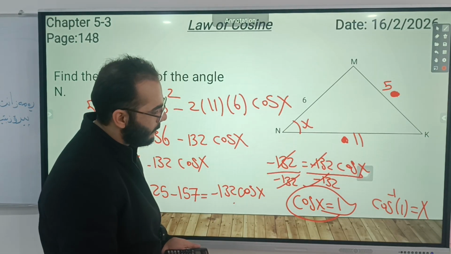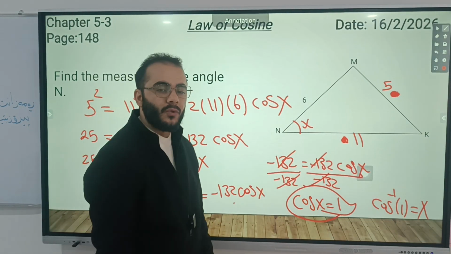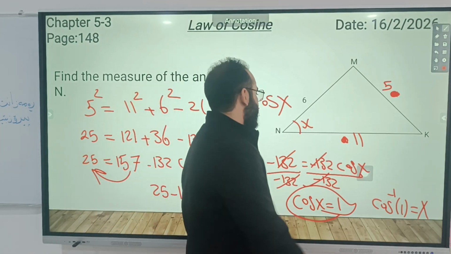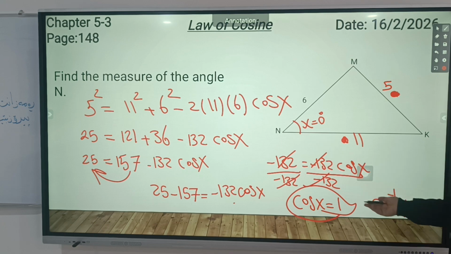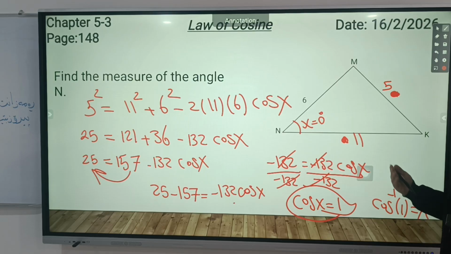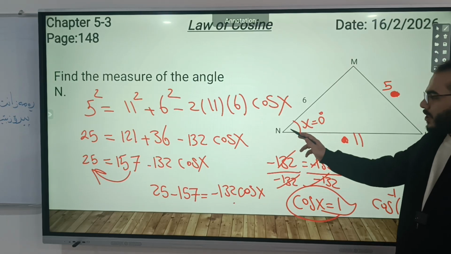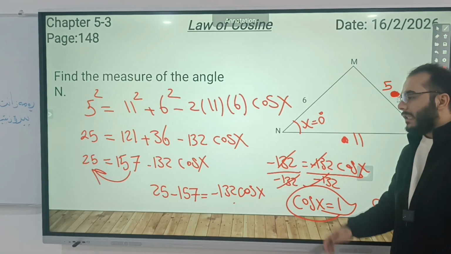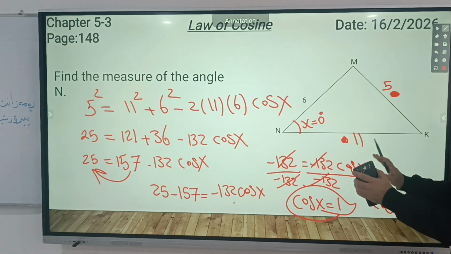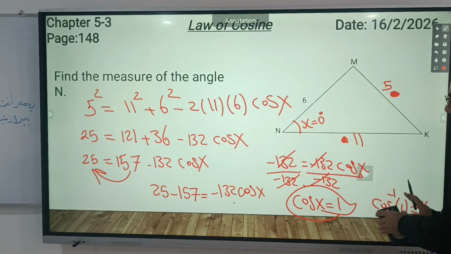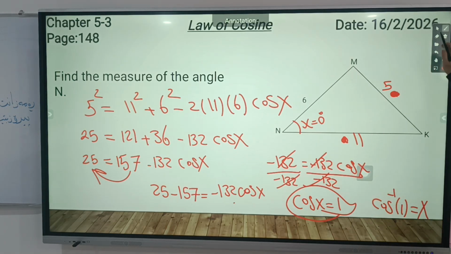Cosine 0 equals 1, so it means that the angle is 0, which honestly doesn't make sense. Logically, it doesn't make sense. Otherwise, our calculations are 100% correct. But the result that comes up doesn't make sense, because this angle, of course, has a measure that is not 0. So our result is definitely correct, but logically it doesn't make sense.